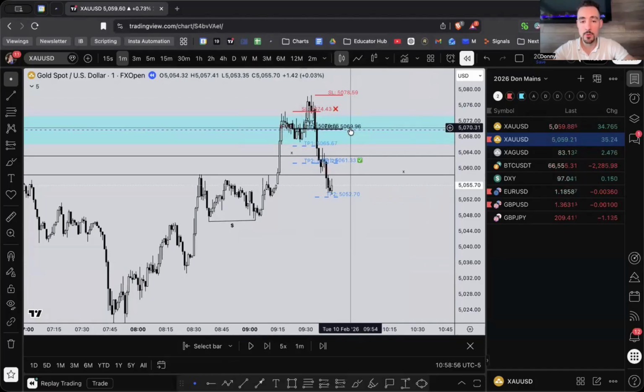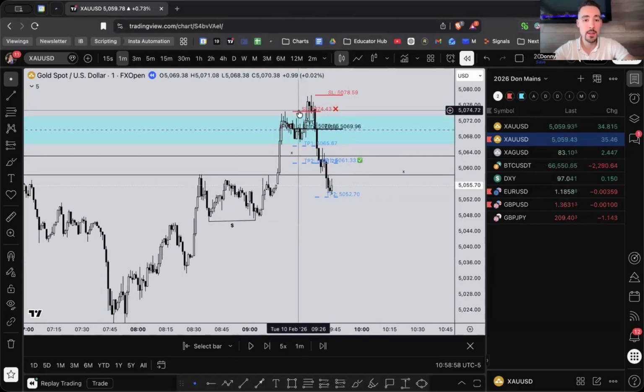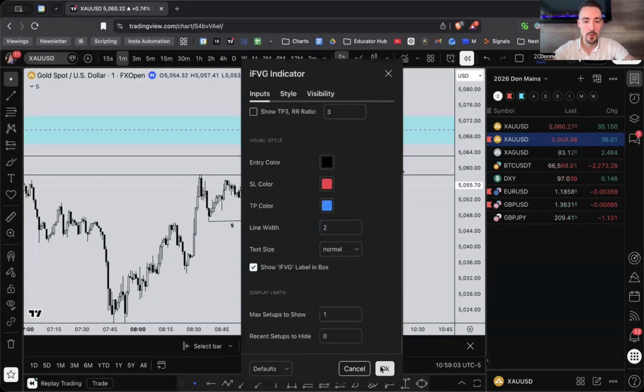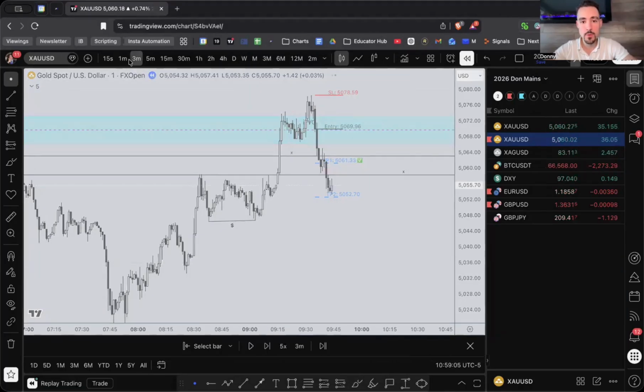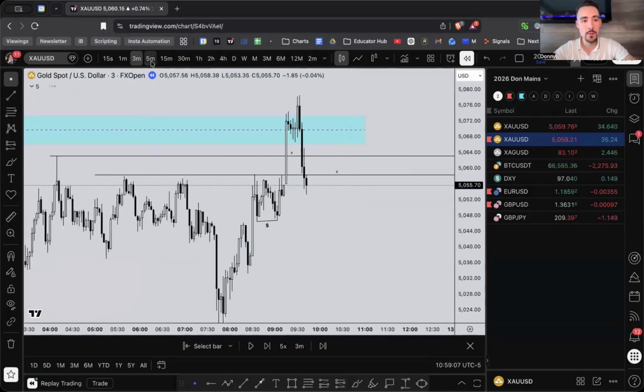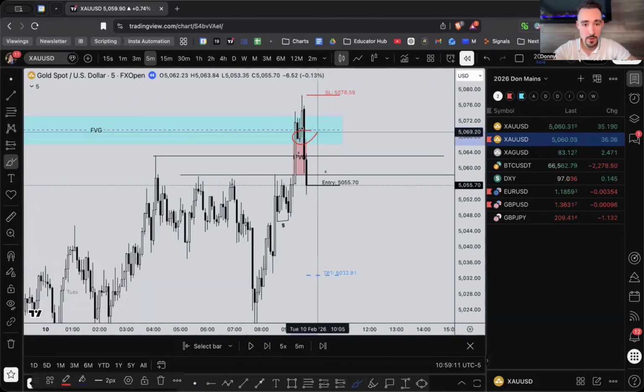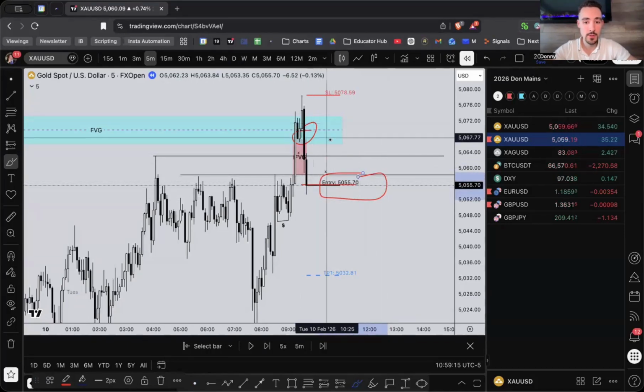The second attempt, though, absolute banger, and this second attempt came well in advance and well before anything presented itself on the 3 minute and anything presented itself on the 5 minute. Okay, our entry on the 1 minute time frame was up here. Our entry on the 3 minute and 5 minute time frame was down here, almost 200 pips lower.